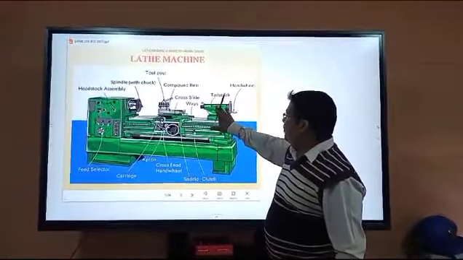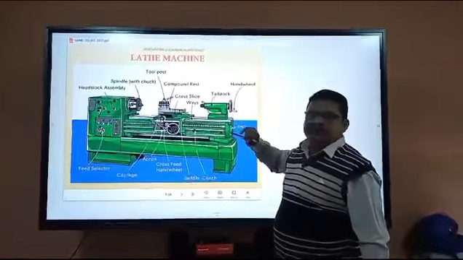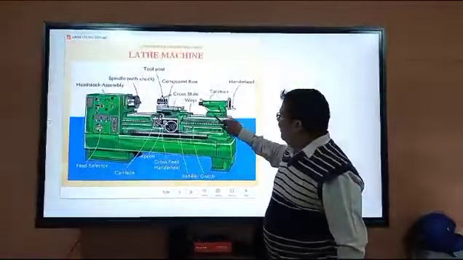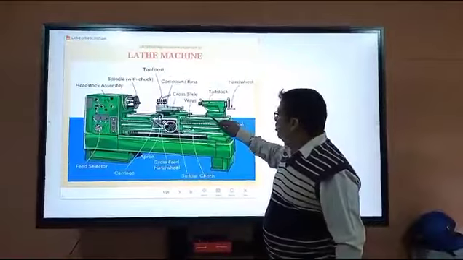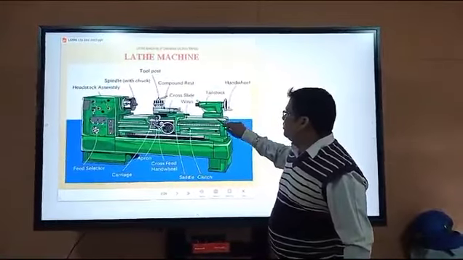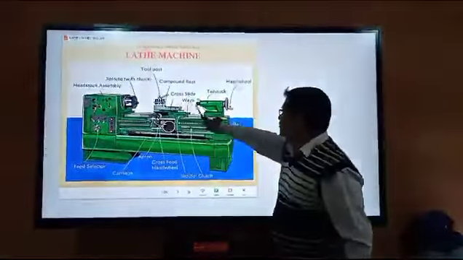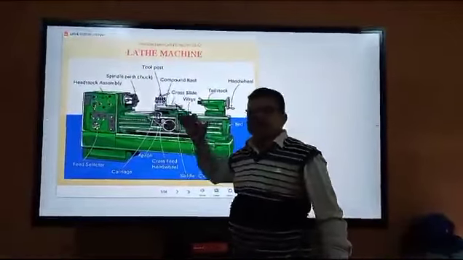Then the next part is the tailstock. It is the right hand side of the lathe machine, known as the tailstock, and this tailstock is mounted on the bed of the lathe machine. This is the bed. It's a V-shaped bed.